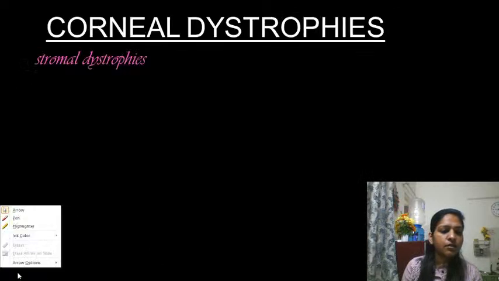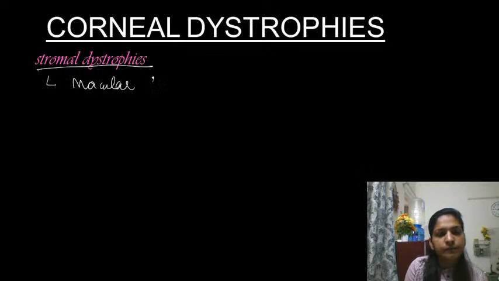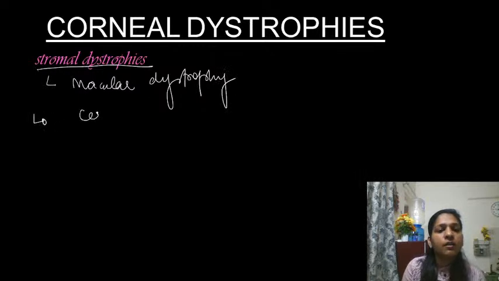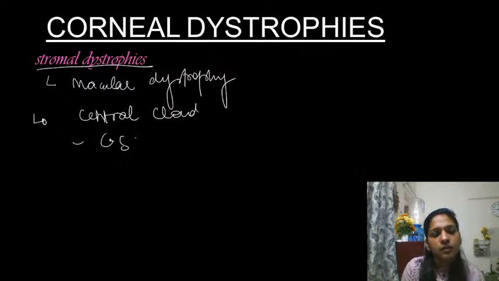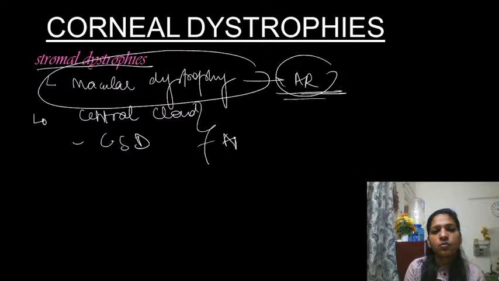Now we'll discuss some details for stromal dystrophies. First I'll just tell you the names of stromal dystrophies, and then we'll together discuss the anterior Bowman's and stromal dystrophies. Stromal dystrophies names: macular dystrophy, central cloudy corneal dystrophy of Francois, corneal stromal dystrophy. Okay, this is more important. It has autosomal recessive inheritance, rest all have autosomal dominant.